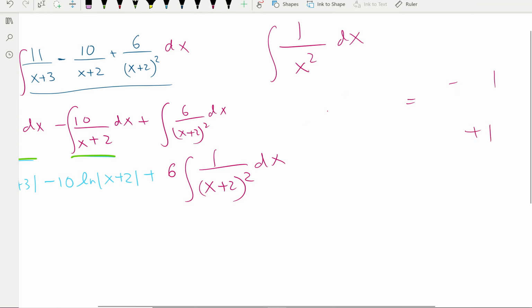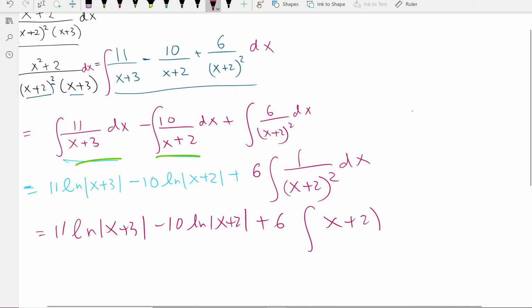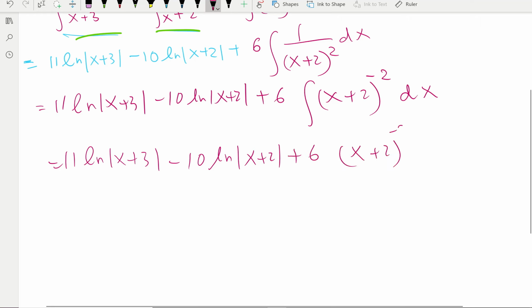You can do the same for x plus 2 squared. So let's do that. These answers can stay there: 11 natural log x plus 3 minus 10 natural log x plus 2. Here with the 6, I can take x plus 2 to the numerator, so x plus 2 to the negative 2. Now integrate just like you integrate x plus 3. So plus 6 times x plus 2 to the negative 2 plus 1 divided by negative 2 plus 1, plus C.